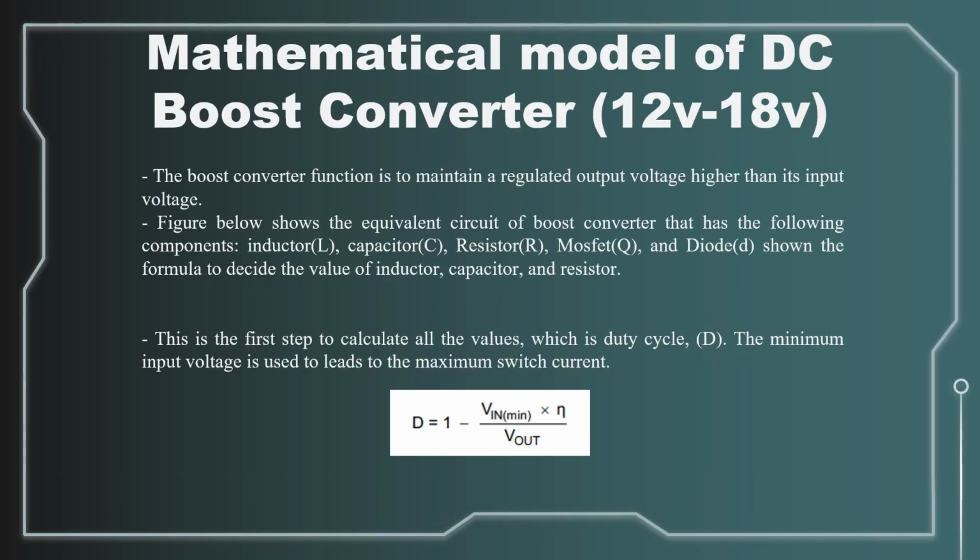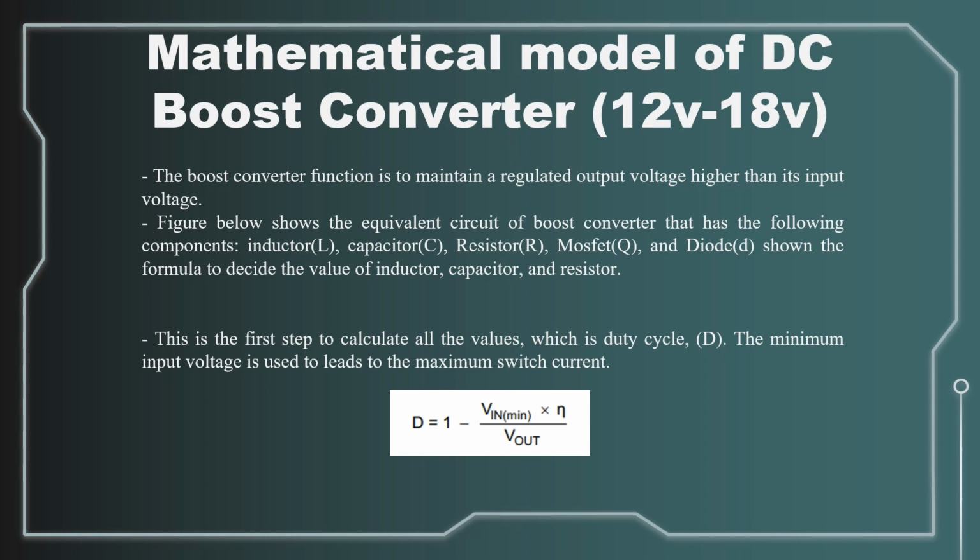For the mathematical model of the DC boost converter, 12 volt to 18 volt, the boost converter function is to maintain a regulated output voltage higher than its input voltage. The figure below shows the equivalent circuit of the boost converter that has the following components: inductor, capacitor, resistor, MOSFET and diode. It shows the formula to decide the value of the inductor, capacitor and resistor.